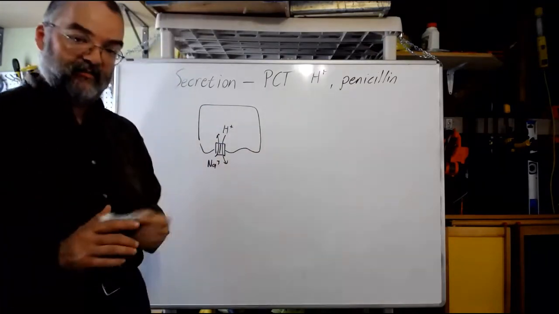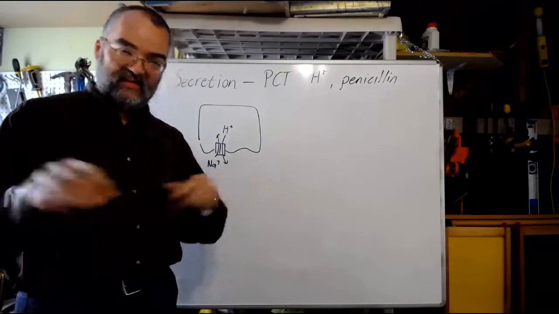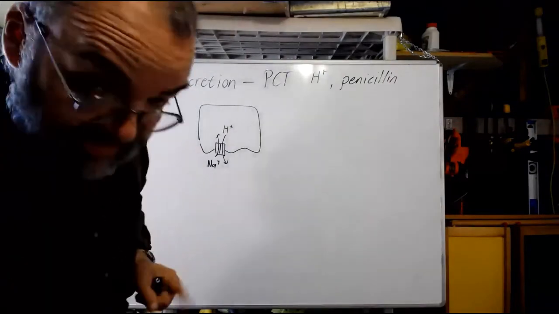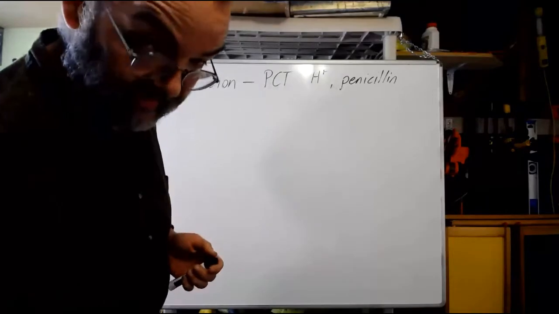Something similar can happen in the DCT, which we'll get into in more detail when we get into the pH balancing. The second example I wanted to mention is penicillin, which you're probably familiar with as an antibiotic.